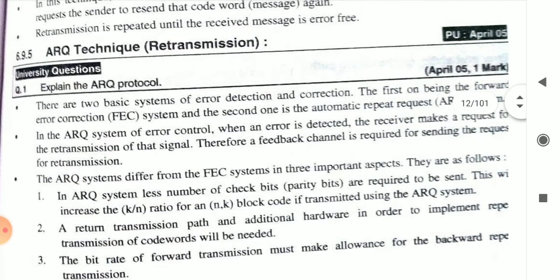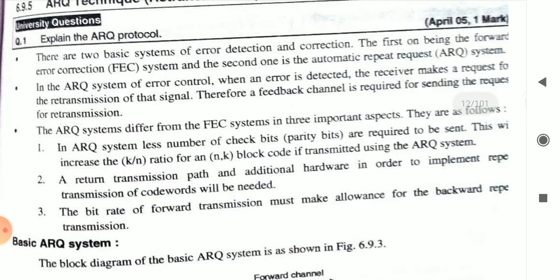Explain the ARQ protocol: this type of university question is there. Then we have to explain the ARQ protocol, ARQ techniques, retransmission. There are two basic systems of error detection and correction. The first is forward error correction, and the second one is ARQ, automatic repeat request.